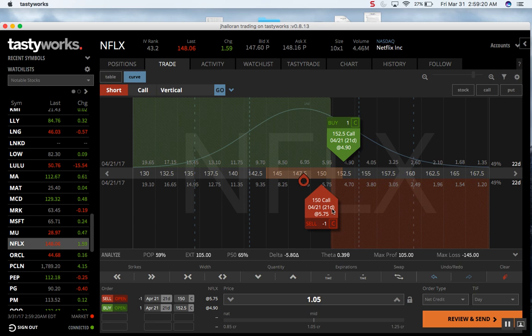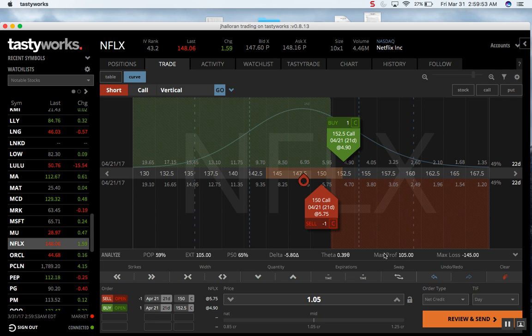Notice that they're both calls and they both have the same expiration. The only thing that's different is the strike price and how much they're worth. So as you can see, the calls that are closer to being in the money are more expensive, $5.75, and the ones that are further out of the money are cheaper. And that's actually where you get your profit from. Your profit comes from subtracting $5.75 from $4.90. So that number is shown right here.